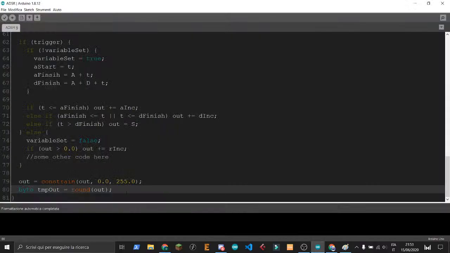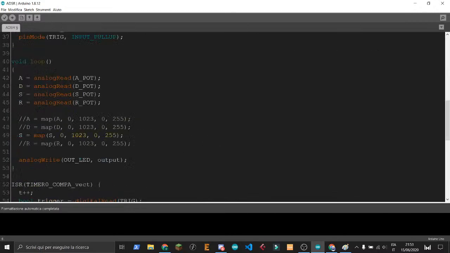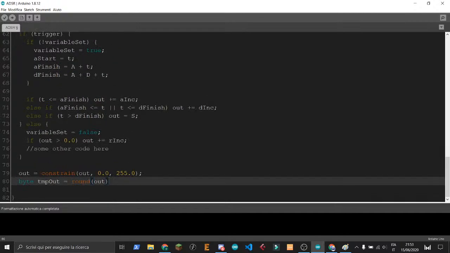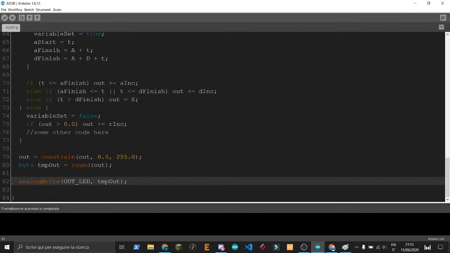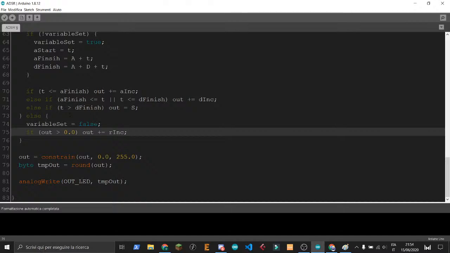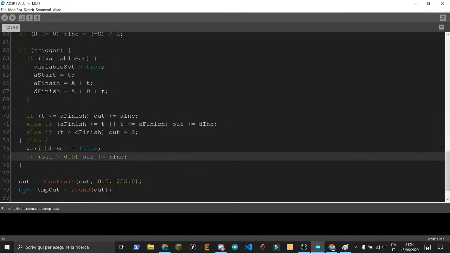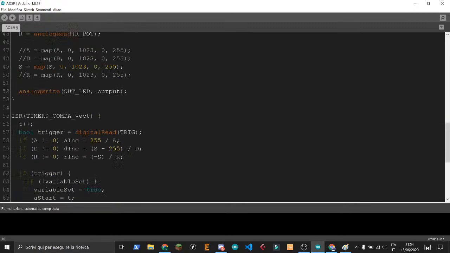I think we are good to go. Now finally, out LED, we can just say analogWrite out LED, tmp out, temporary out, and we should be good to go, I think. Because I'm not sure of what I did in any of this.